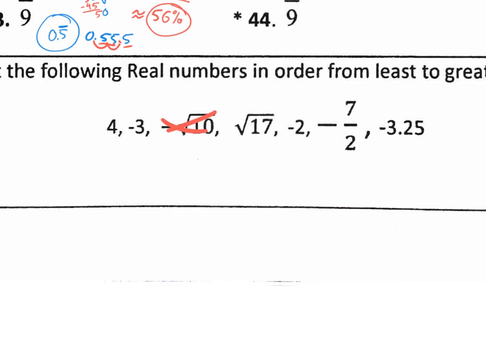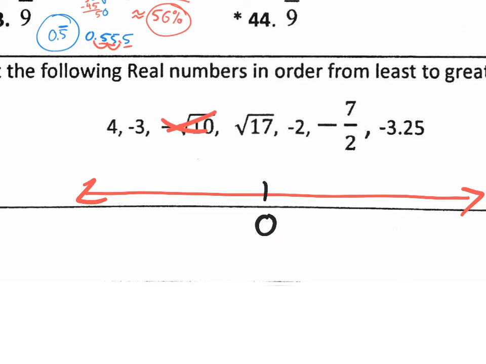So the best way to do this is to actually draw a number line, because whatever number lands furthest to the left will be less, and whatever's on the right side will be greater. So let's just put, even though there is no 0, I'm just going to put a 0 right here. I want to put the 4 over here. I want to put the negative 3 over here. Right? So far I've done 4, I've done negative 3. Where would negative 2 be at? Between the negative 3 and the 0, right? So let's put that negative 2 right there.